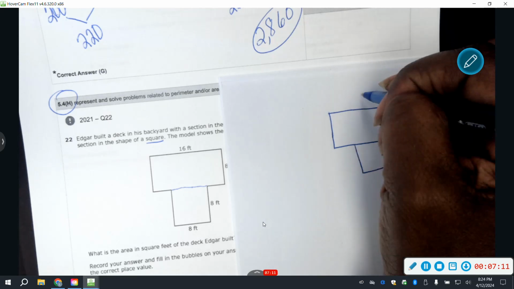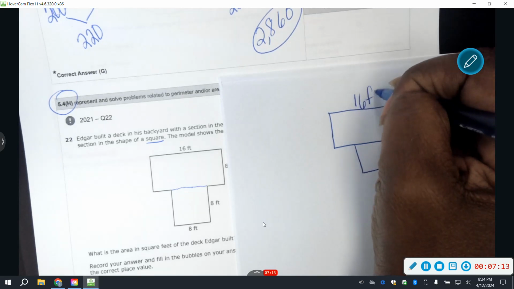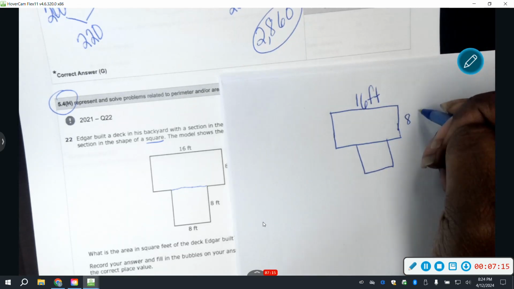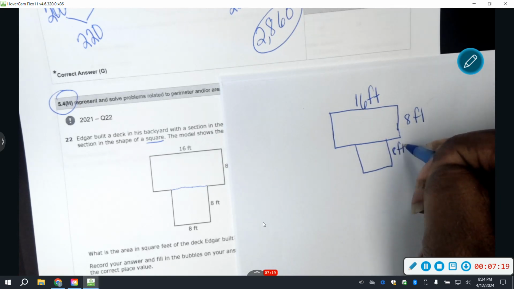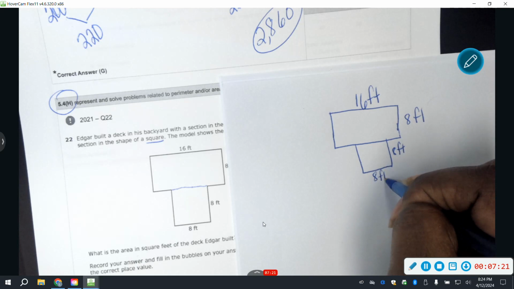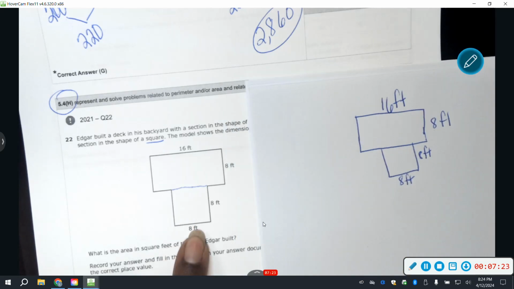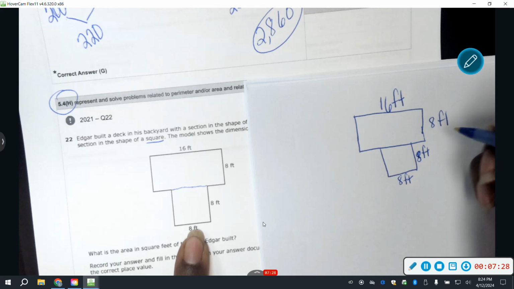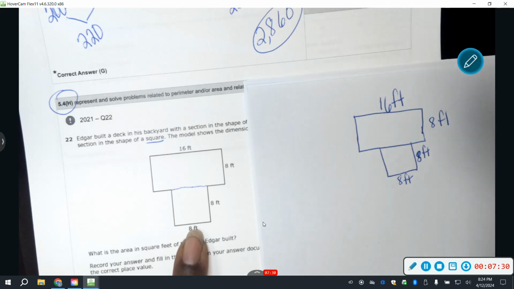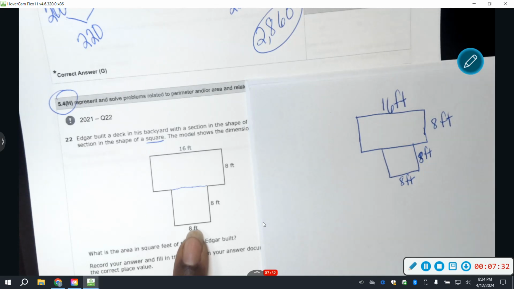Then I'm just going to write what they have here, 16 feet, and then 8 feet, and then 8 feet here, and then 8 feet here. All right, that's what my picture said already. Let me make my 8 better because that was bad. There you go. Much better. Messy, but it's all right.